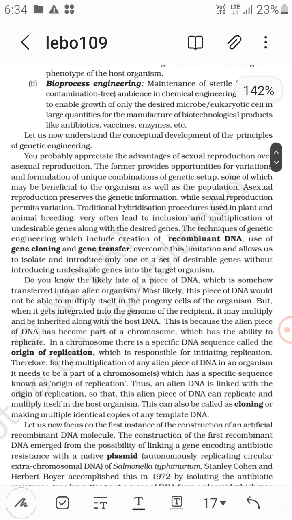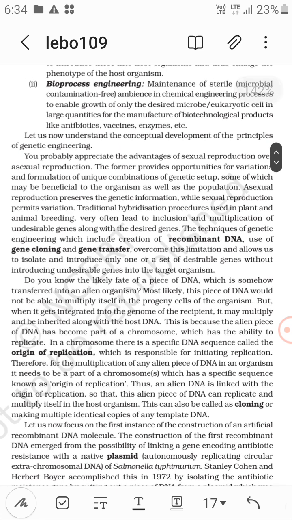Okay, so do you know the likely fate of a piece of DNA which is somehow transferred to an alien organism? Most likely this piece of DNA would not be able to multiply itself in the progeny cells of the organism, but when it gets integrated into the genome, that is the nucleus, then there is replication, and this piece is also going to replicate. Integrated into the genome of the recipient, it may multiply and be inherited along with the host DNA. This is because the alien piece of DNA has become part of the chromosome, which has the ability to replicate.